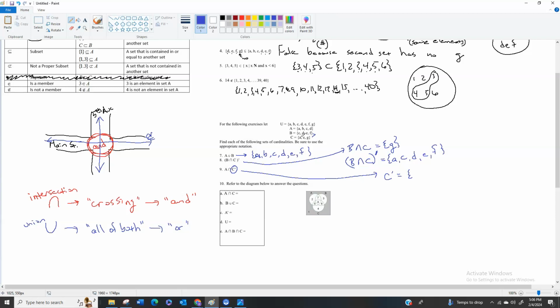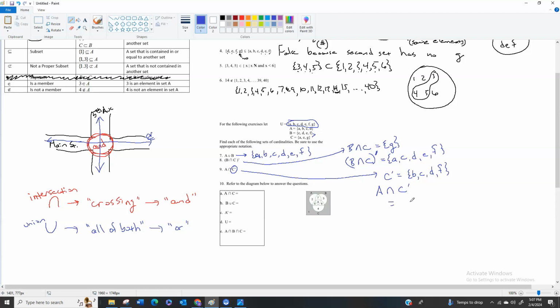So A, B, C, D, and F. So everything that's available. But we want everything that's not in C. Well, A is in C, so we don't list that. E is in C, we don't list that. G is in C, so we don't list that, but we list the B, C, D, and F that are not in C. And now we want to do A intersect not C.